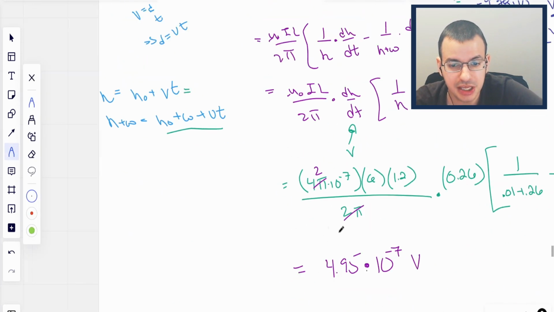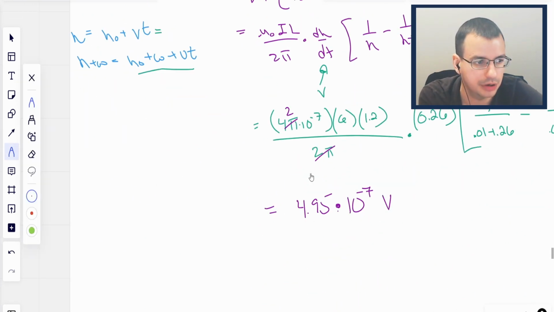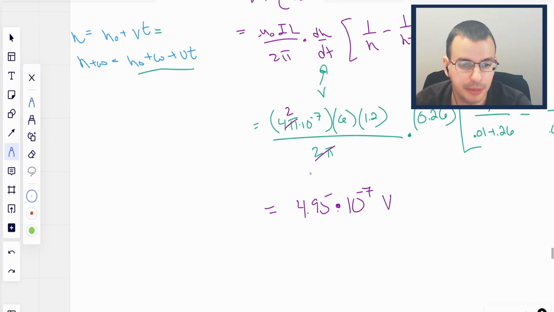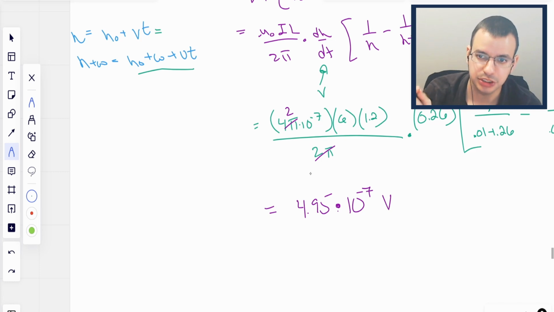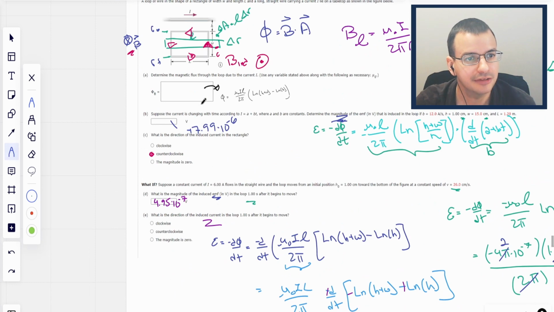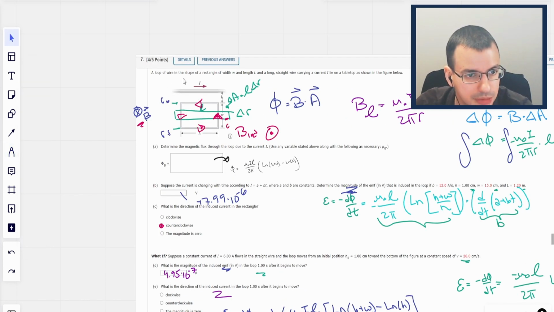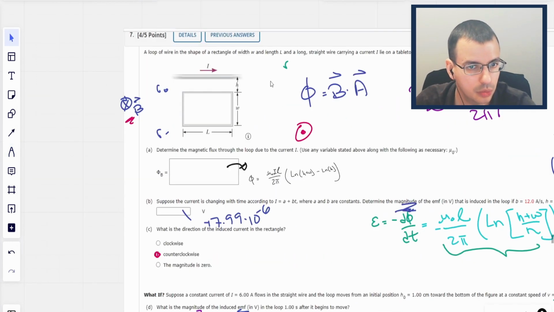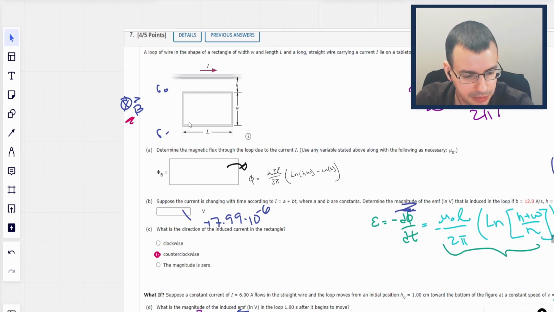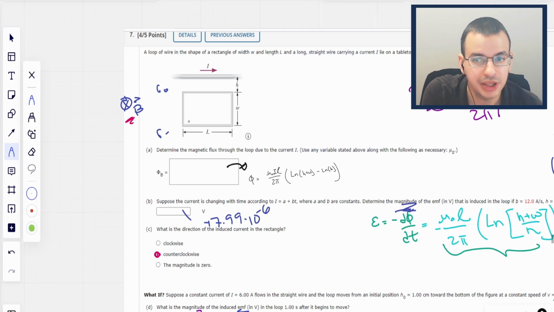Okay, so this gave us a positive number. Positive, so right there, plus. Positive number, meaning that it's going to reinforce the original magnetic field. So the original magnetic field was into the board. So the EMF, the voltage, is going to drive a current that is going to produce another induced magnetic field that's in the same direction as the original.